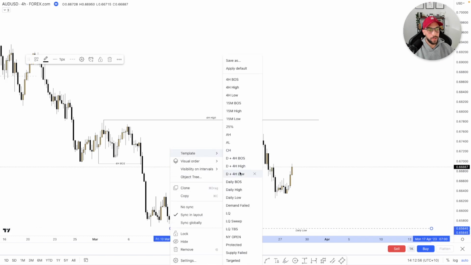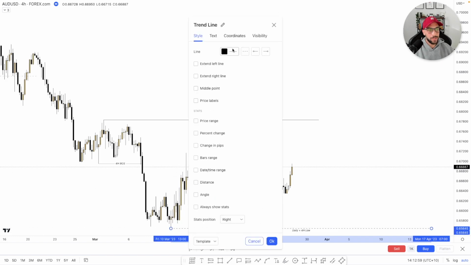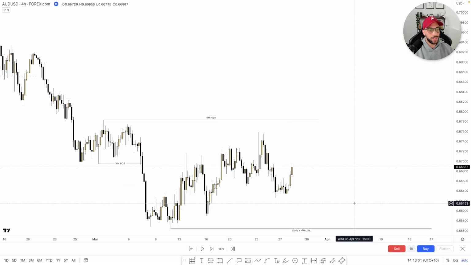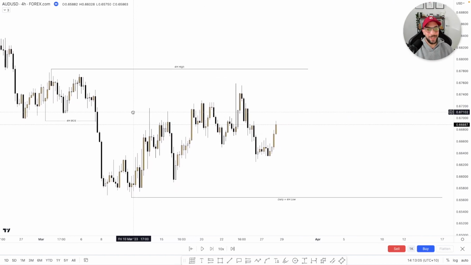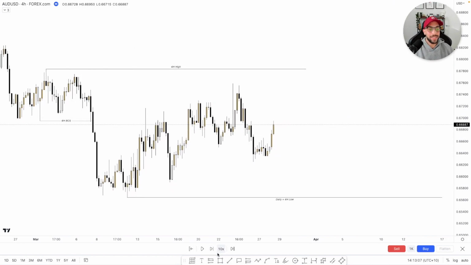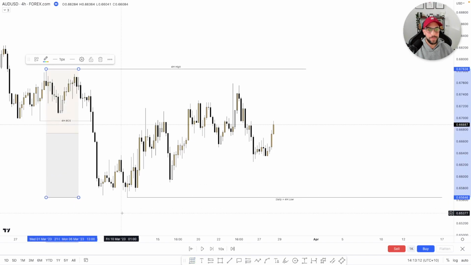So I'm going to change this to daily plus 4 hour low. Just going to make this a solid line instead of a dotted line, just so it's equal. Beautiful. I have severe chart OCD recently. And so this here is going to be our 4 hour range. So this here is going to be the highest point. This is going to be the lowest point.